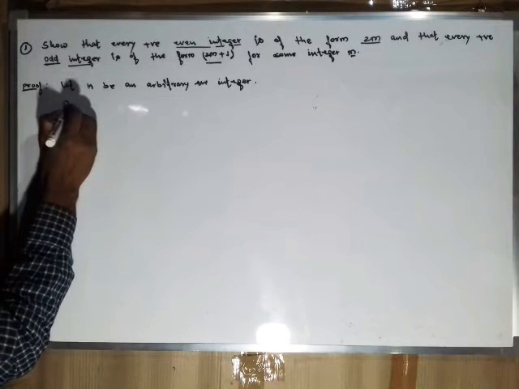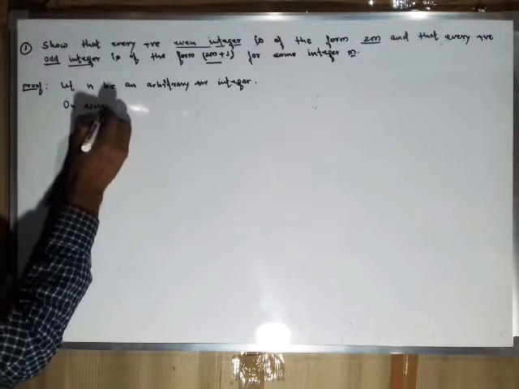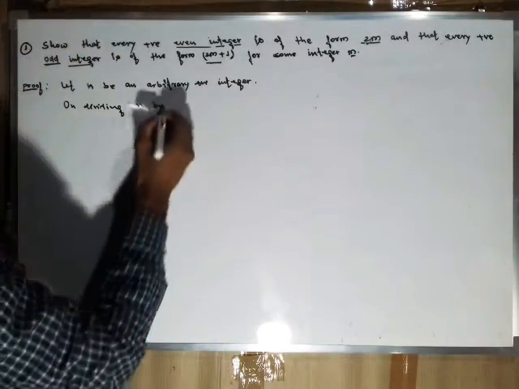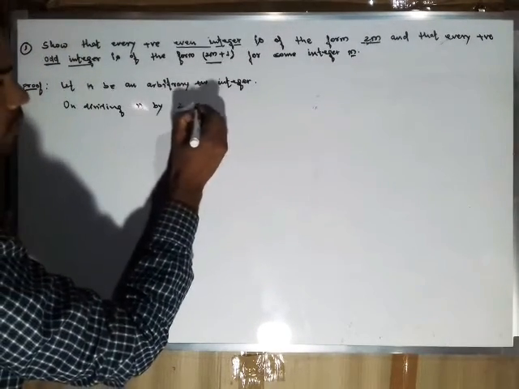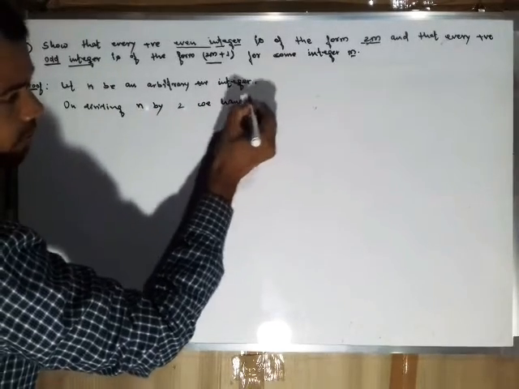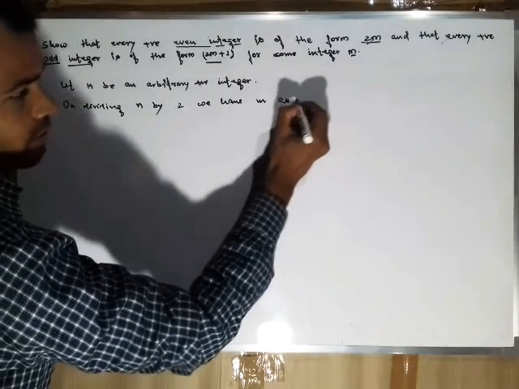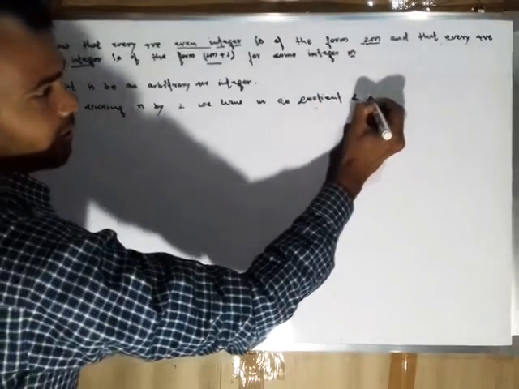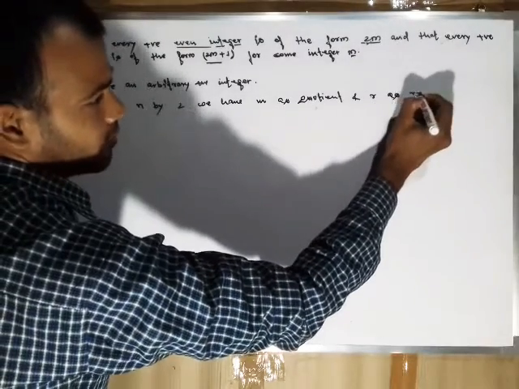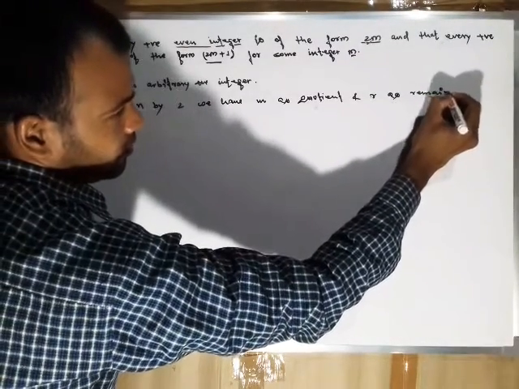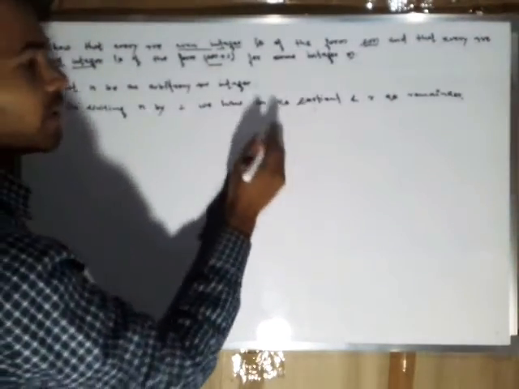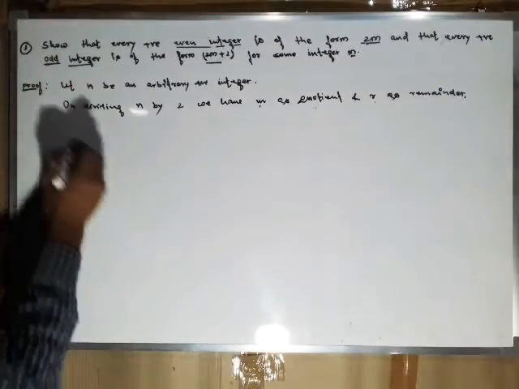Now on dividing n by divisor 2, clear? On dividing n by 2, we have m as quotient and r as remainder. Clear? On dividing n by 2, we have m as quotient and r as remainder.